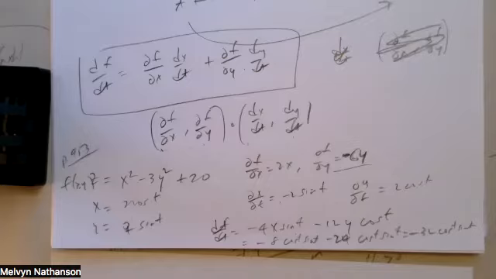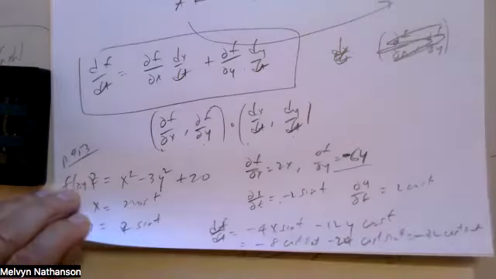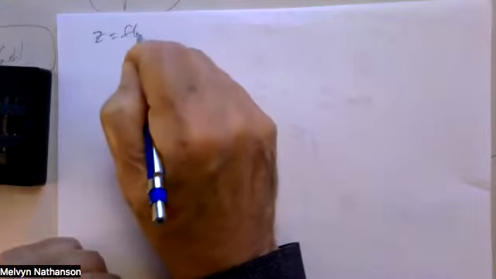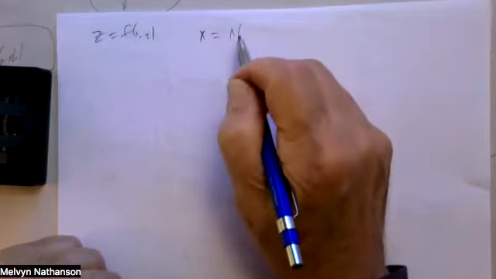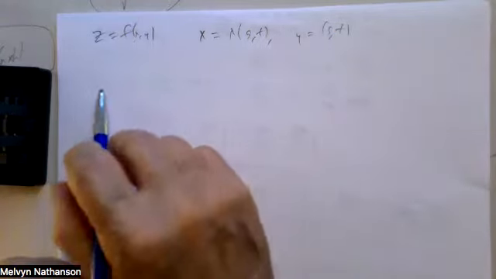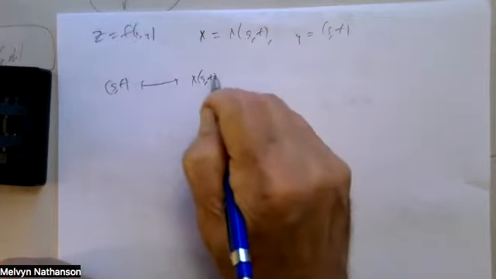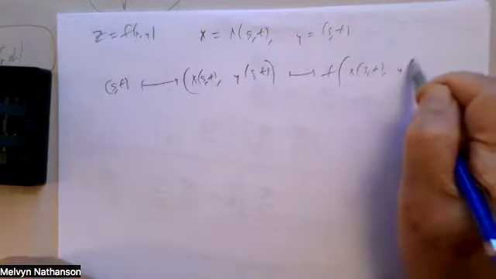Okay. The second case, which is a little more complicated, is when you have a function of two variables, and each of those two variables, x and y, is a function of two other variables. So in that case, you have the following situation. You have z, or f of x, y. This z is some function of x and y. And x is some function of two variables, let's say s and t, and y is a function of s and t. So I can start with a point s, t. That gives me another point in the plane, x of s, t, comma y of s, t.